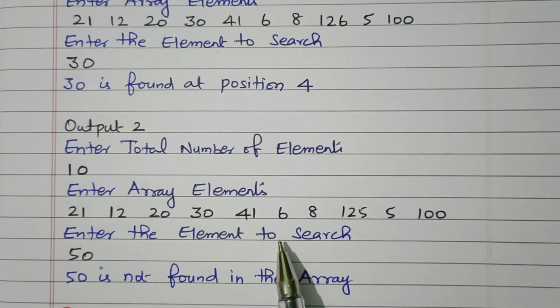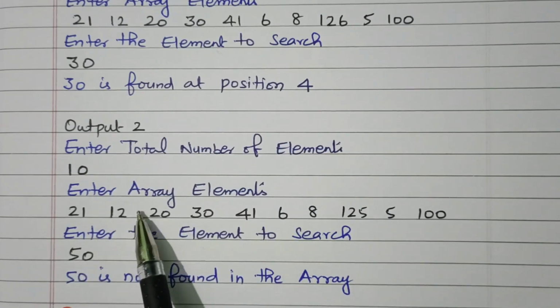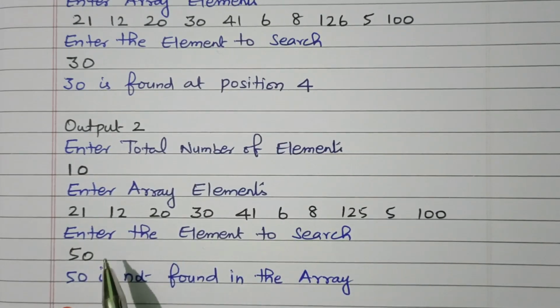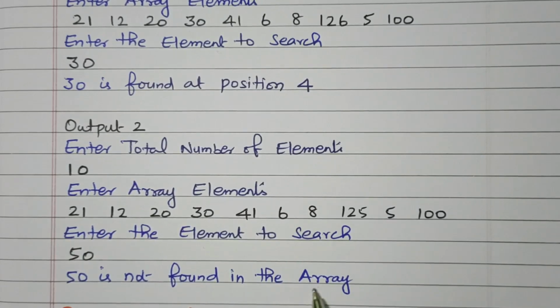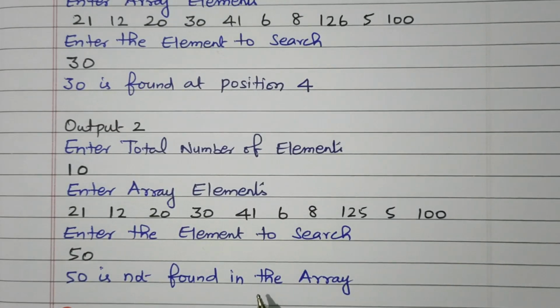Already we have found equal to 0. It will be maintained as it is. Found will not become 1. Only if the elements are equal, found becomes 1. So found will be 0, and that means 50 is not found in the array. While checking, if found double equal to 1 gives 0, it will go to the else part. It will print 50 is not found in the array.